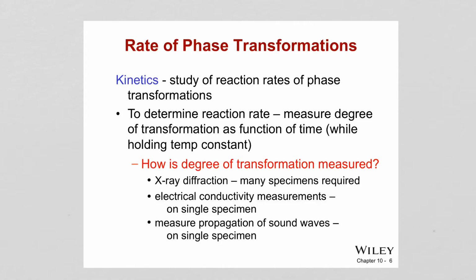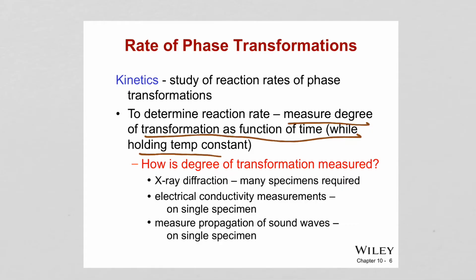And we also need to know the fraction of the reaction that has happened at a certain time period. So as a function of time, I need to know the fraction of the reaction that has occurred while we keep the temperature constant. So therefore, there are studies being done to determine the reaction rate. Okay, and how do they do it? They keep the temperature constant and measure the degree of transformation as a function of time.